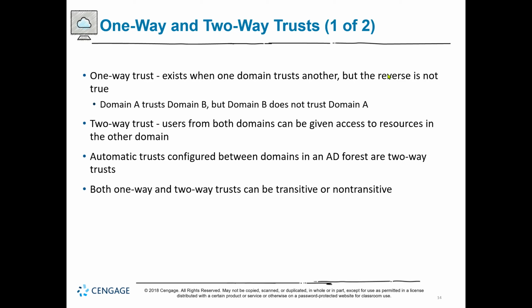One-way and two-way trusts. A one-way trust exists when one domain trusts another, but the reverse is not true. So domain A trusts domain B, but domain B does not trust domain A. Two-way trust: users from both domains can be given access to resources in the other domain. So in that case, A and B both trust each other, and you can go back and forth on that. Automatic trusts configured between domains in an Active Directory forest are two-way trusts. Both one-way and two-way trusts can be transitive or non-transitive.